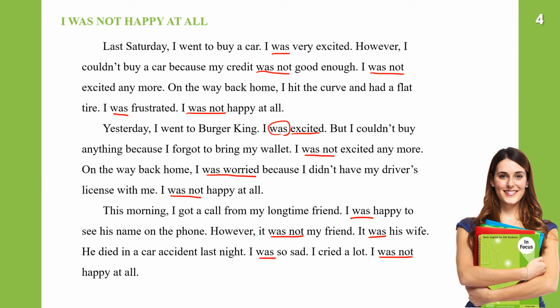Okay? This is the simple past tense. Simple, I was, for affirmative. I was not, negative. So put the be verb here, was for singular, and then not for negative, were for plural, plus not for negative.